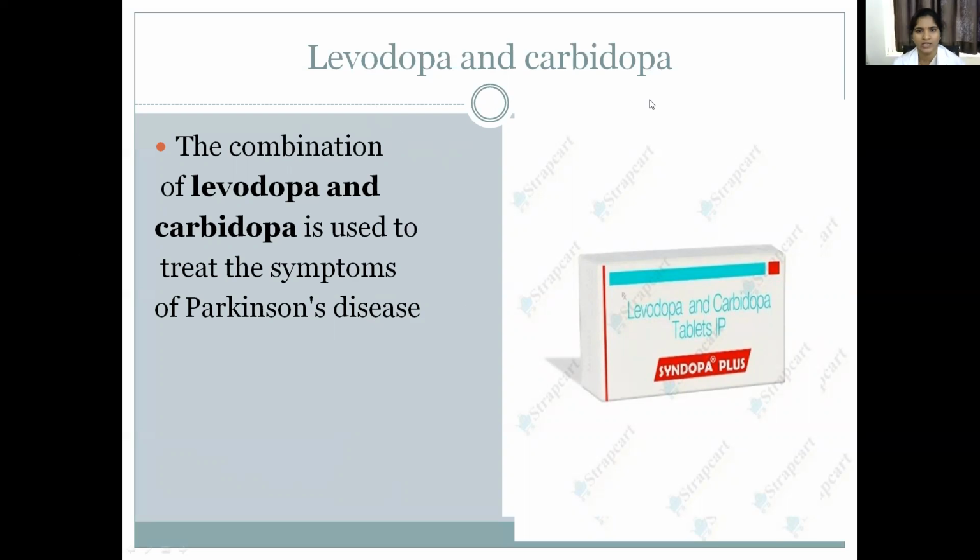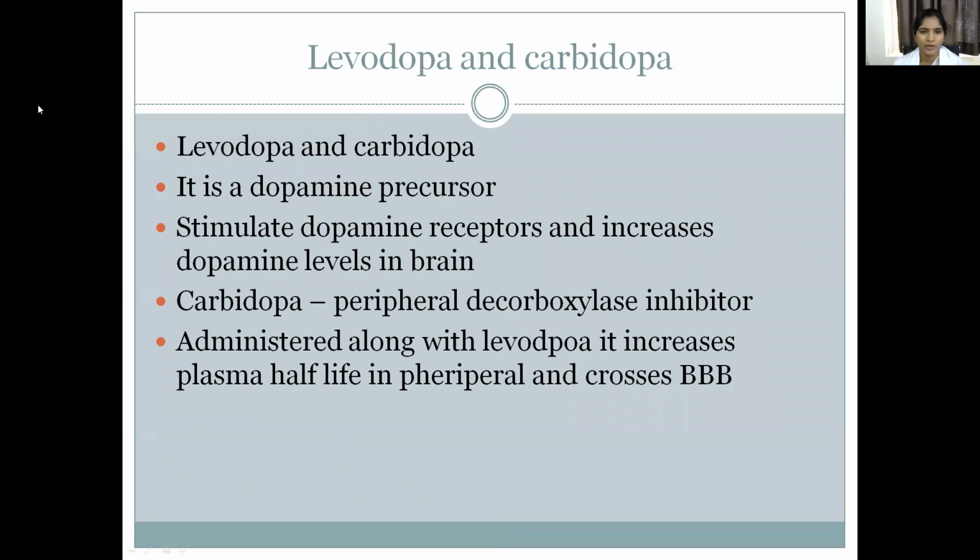Levodopa and carbidopa is a combination used to treat the symptoms of Parkinson's disease. Levodopa is a dopamine precursor. It stimulates dopamine receptors and increases the dopamine levels in the brain. What will happen in Parkinsonism? Dopamine levels are decreased in Parkinsonism. So levodopa acts on dopamine receptors. So it is a dopamine precursor. It increases the dopamine level in the brain.